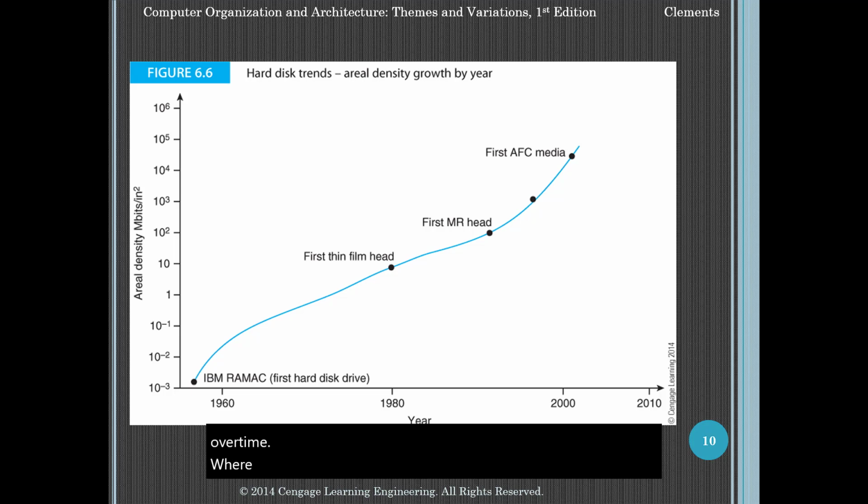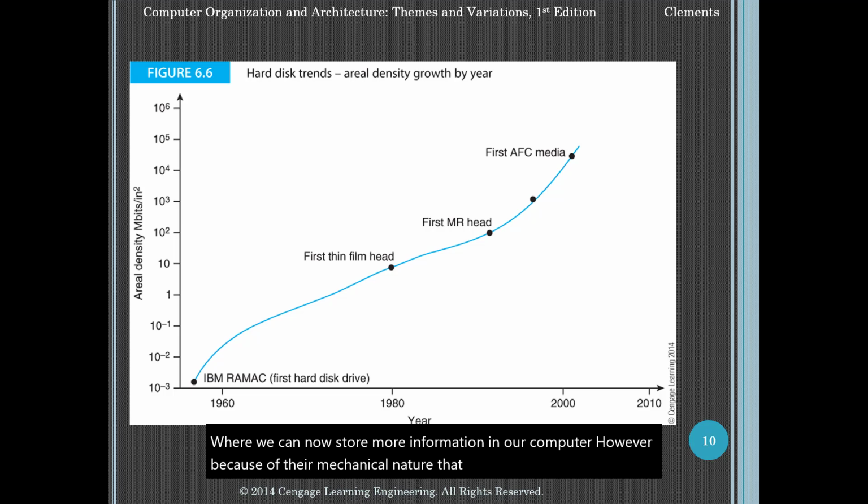where we can now store more information in our computer. However, because of their mechanical nature that uses one or more spinning platters, which I know a lot of people these days have SSDs in their computers, but if you go buy a computer or go spec one out at a Best Buy or a Micro Center, you'll often find there's a mixture of solid state drives and traditional magnetic drives, simply to save costs, because those solid state drives are still quite expensive in comparison to our older technology.